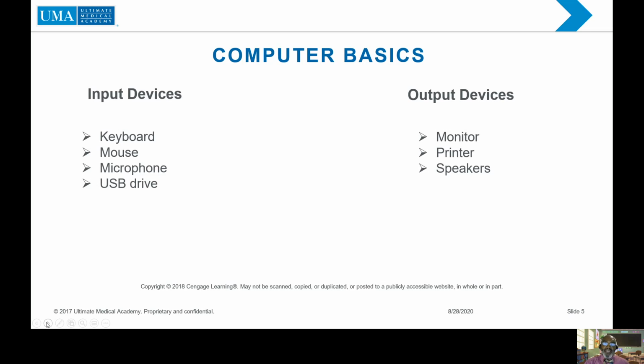Now, output devices are the information you're going to get back. Monitors, printers, speakers. Those all give information out to you to be able to use. Now, there are more devices that can be input and output devices, but these are just some of the basic ones that you typically would use on a daily basis. And hopefully you'll understand now. You're starting to build that knowledge base of, now I understand what a computer does. I get it. So let's go a little bit deeper.